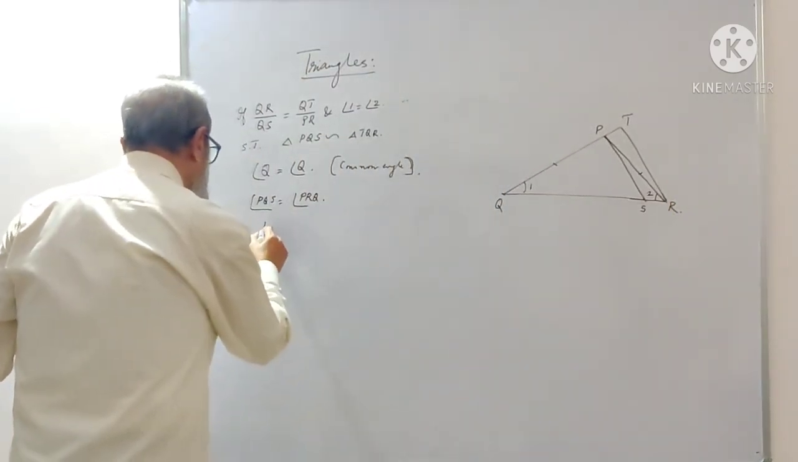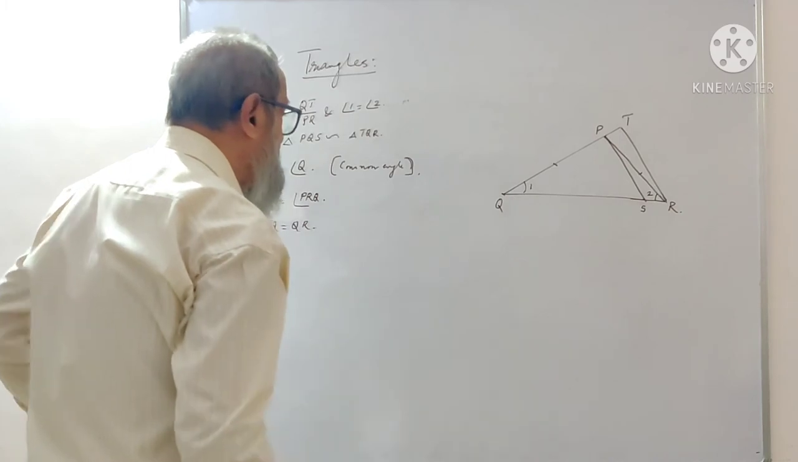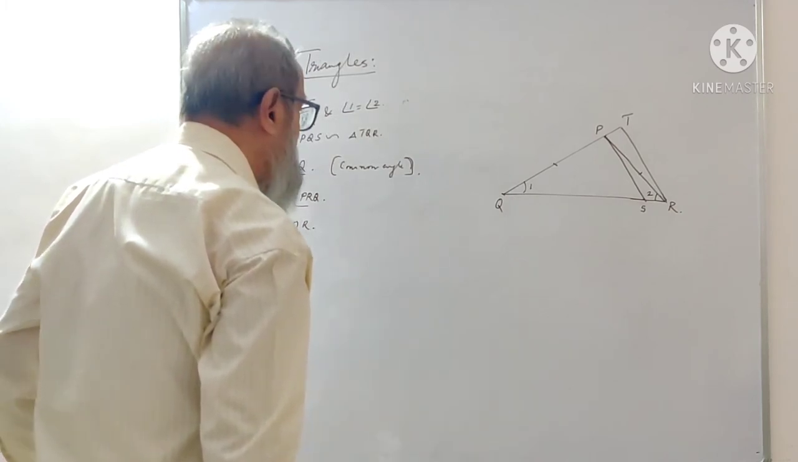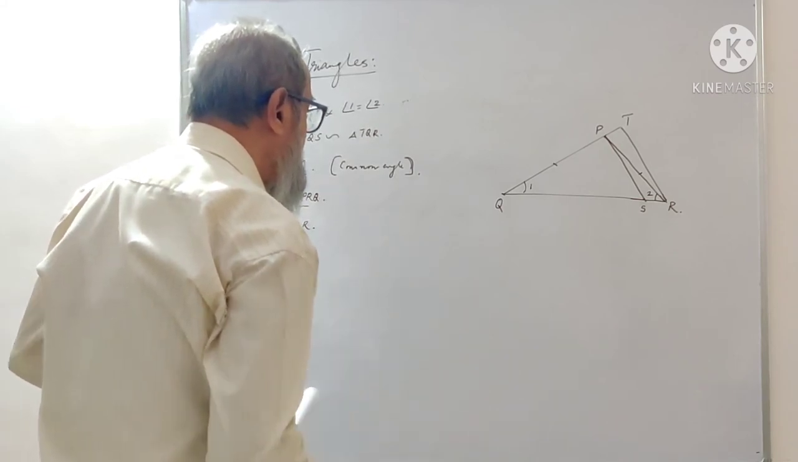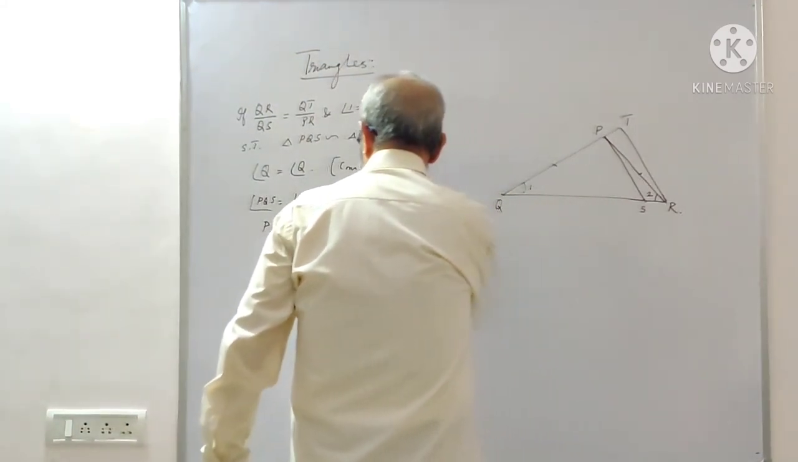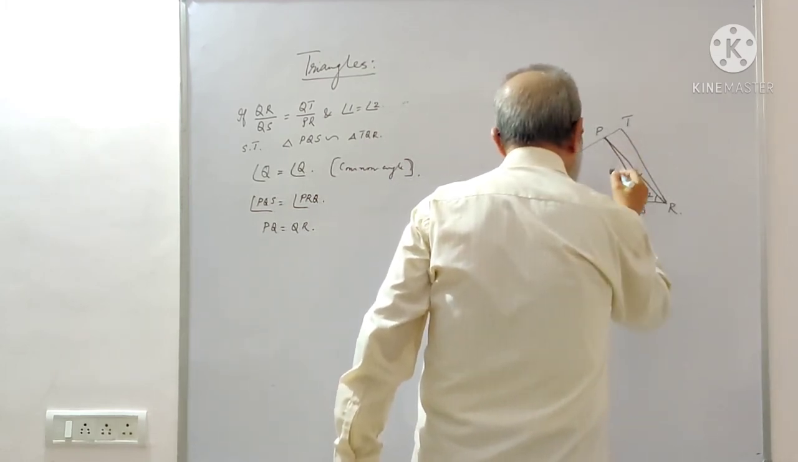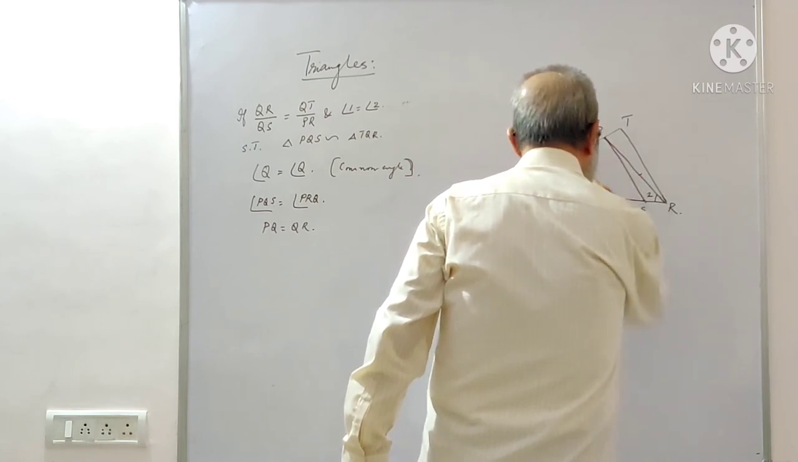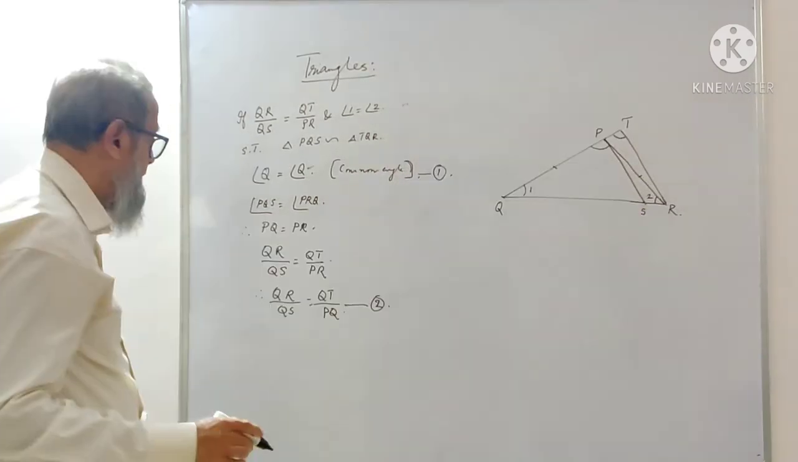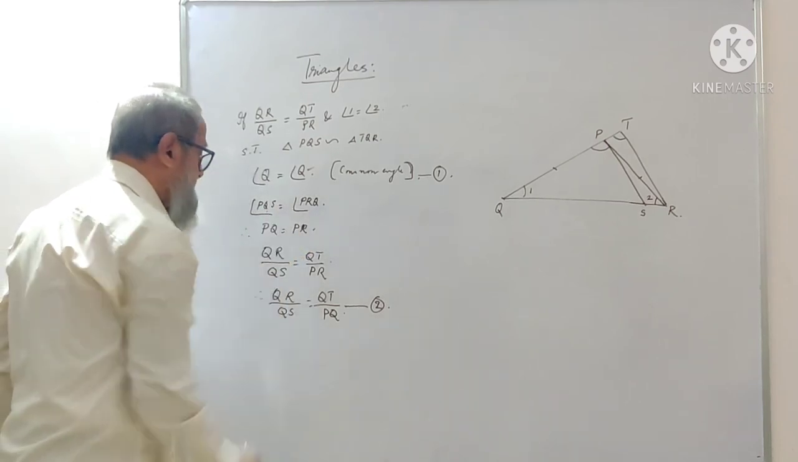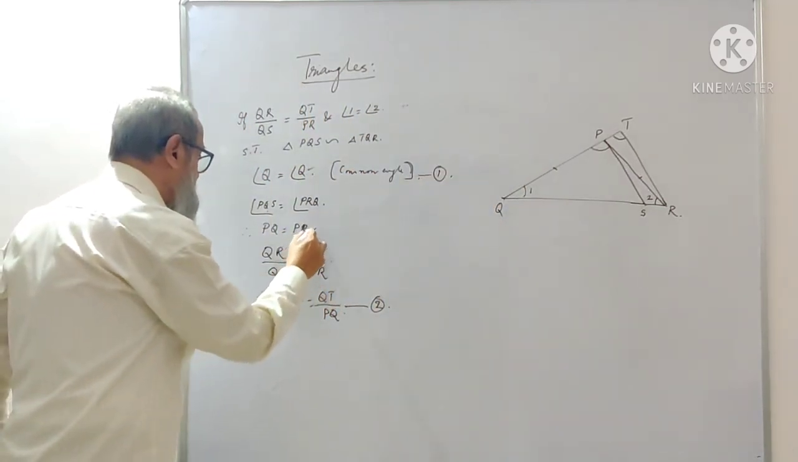So by this, if these two angles are equal, that is this angle and this angle are equal, then PQ is equal to PR, PQ is equal to PR.